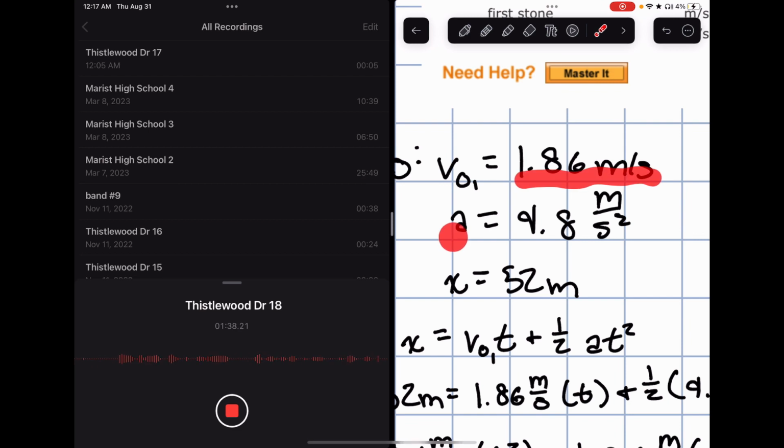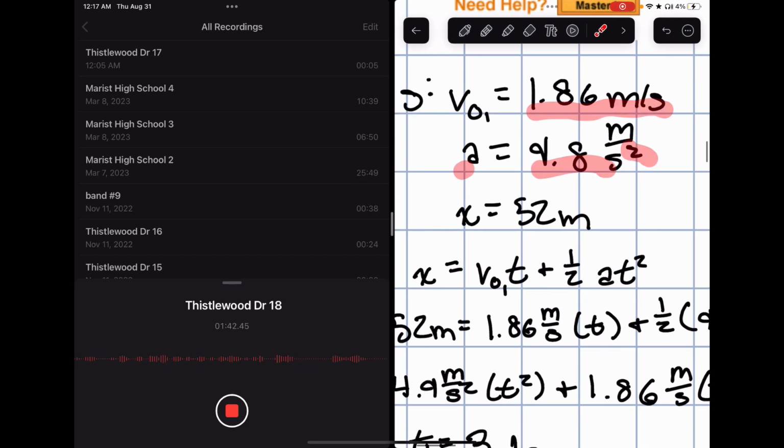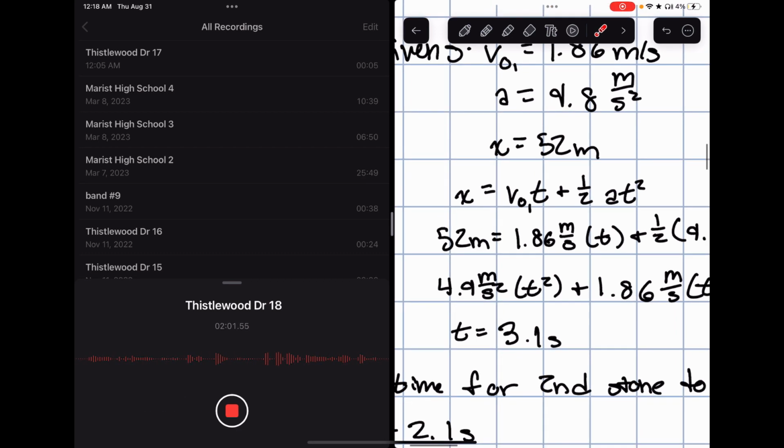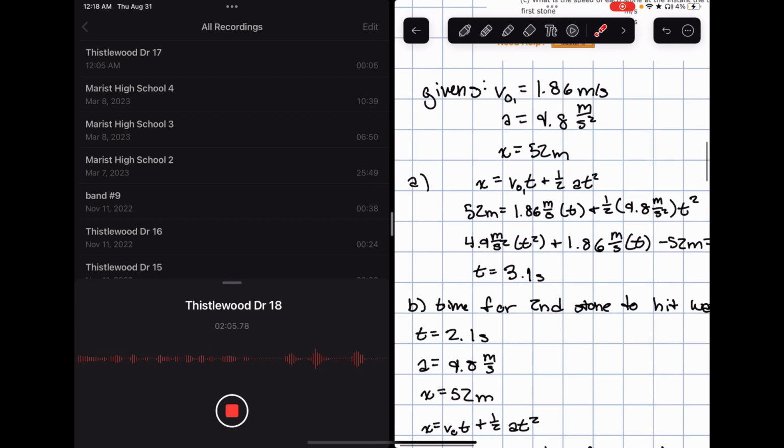So I have the initial velocity for stone 1 is 1.86 meters per second. The acceleration is 9.8 meters per second squared. And then my displacement is 52 meters. Now, I was looking at what I needed to find, and the easiest solution was to use that third kinematic equation, which I've written up here.